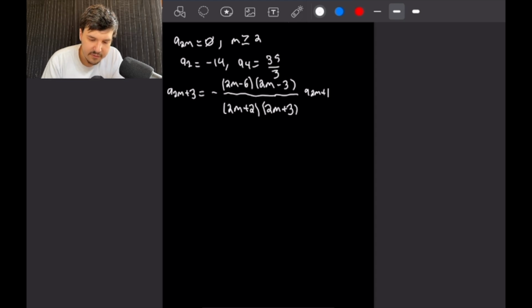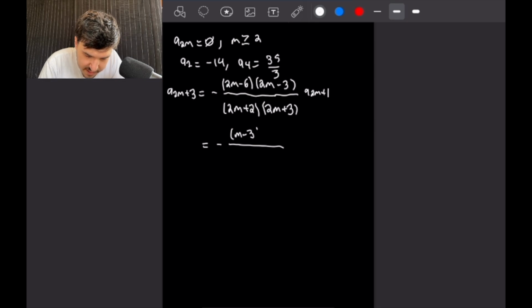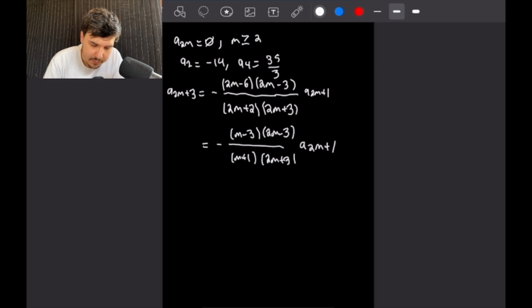We will have 2m plus 2 times 2m plus 3, and that will be times a sub 2m plus 1. So let's see if we can cancel things, and in fact we can by extracting out the 2's as we have done previously. Once we do that we will get our leading negative here, and that will be times m minus 3 times 2m minus 3 over m plus 1 times 2m plus 3, all times a sub 2m plus 1. So let's go ahead and calculate our coefficients.